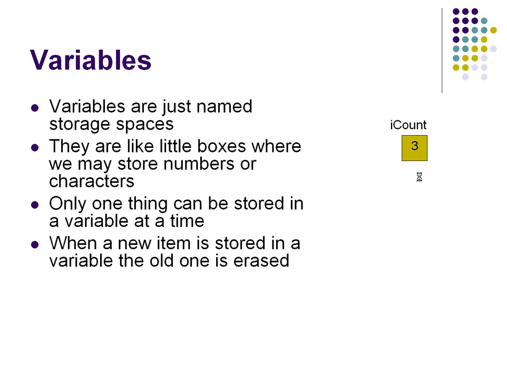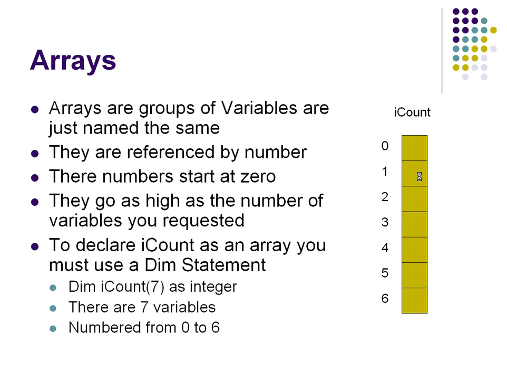And the array is basically just a storage. There, I put a 3 in the box over there. Here it goes. The array is just basically a whole group of variables under a single name. So iCount, over here on the right now, has a whole bunch of little boxes there. We can store a number of things.